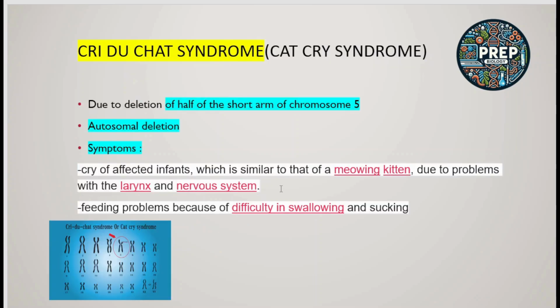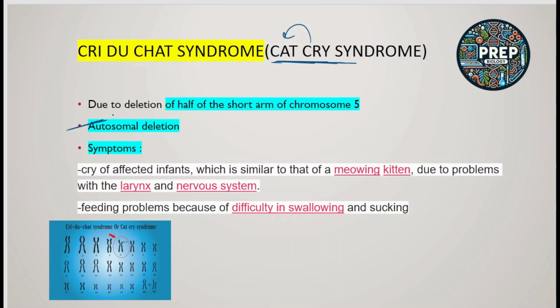Next disease is the Cri du chat syndrome. Cri du chat means cat cry syndrome. It is also called the cat cry syndrome. Why? Because that infant or that baby cries like a cat. That's why it is called the Cri du chat syndrome. This is an autosomal deletion disease.